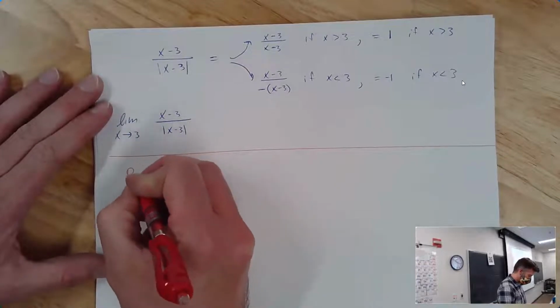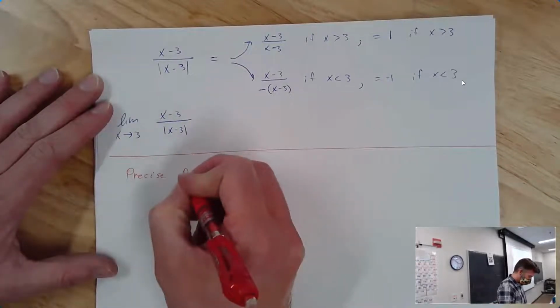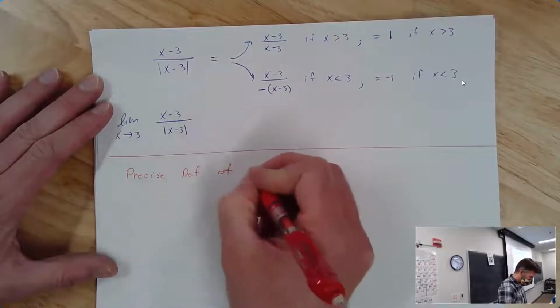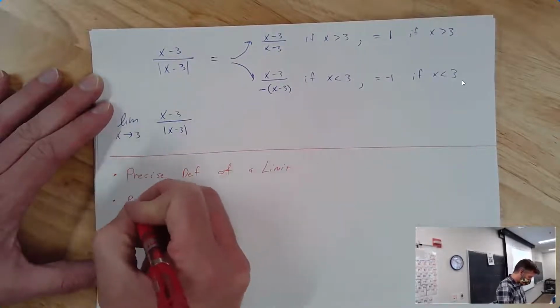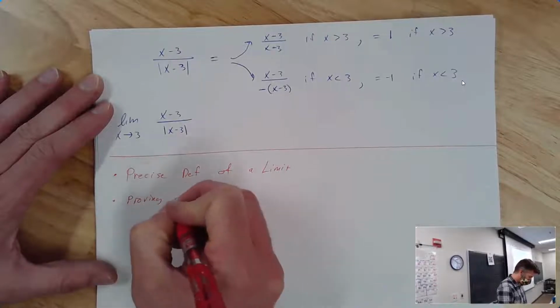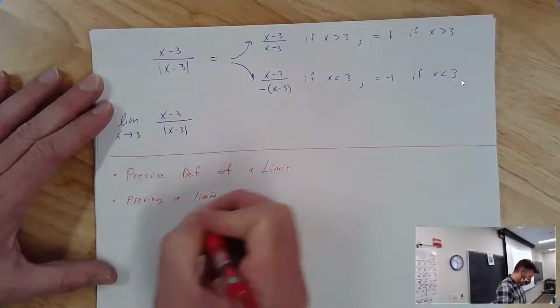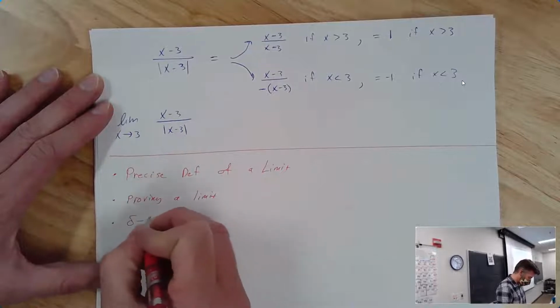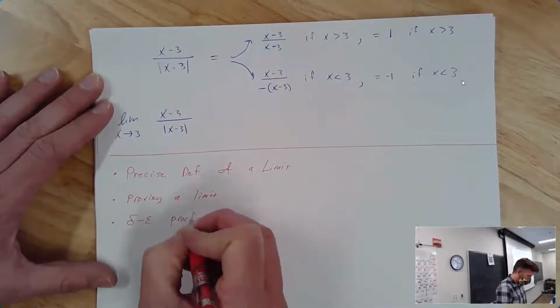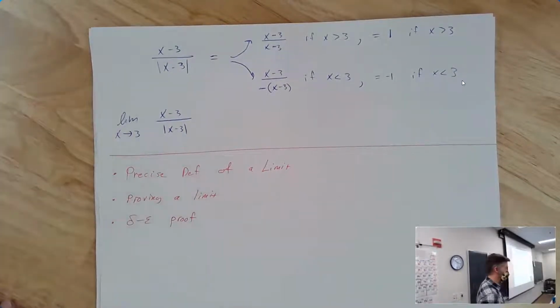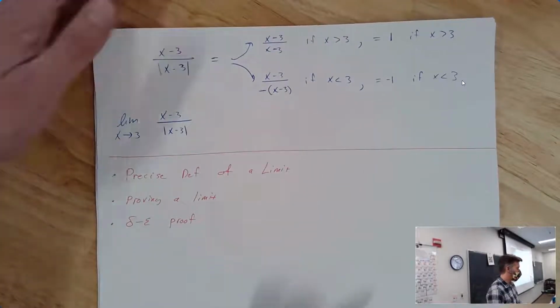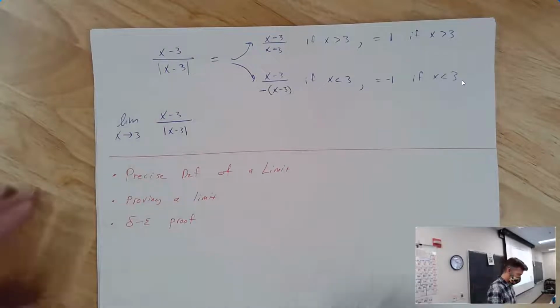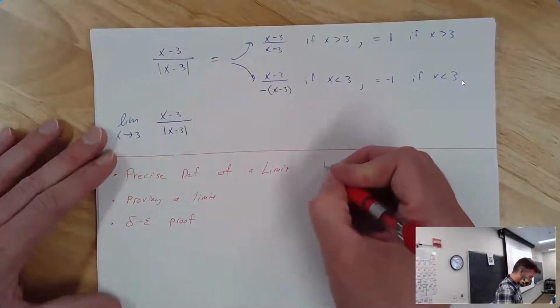Precise definition of a limit, also known as proving a limit, also known as a delta epsilon. These are all different words for the same thing. So first, we really should get comfortable with some notation. So let's start off with this.